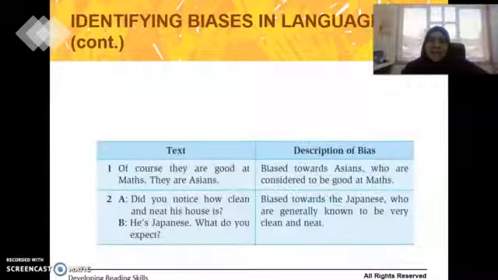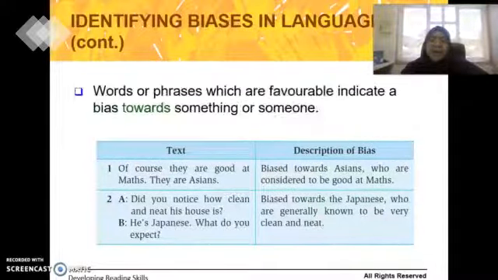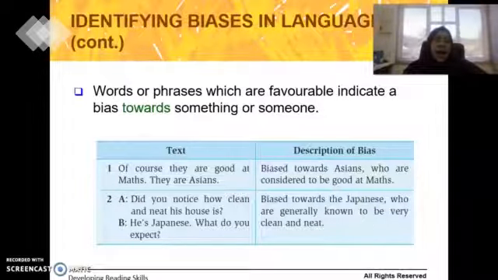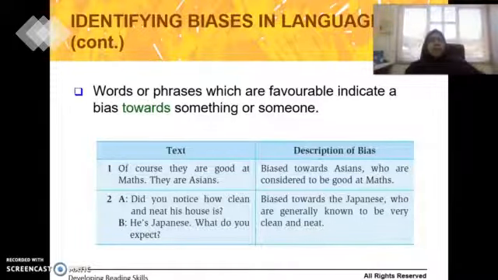We go to another example. The words or phrases which are favorable indicate a bias towards something or someone. For example, of course, they are good at maths. They are Asians. Biased words towards Asians who are considered to be good at maths. Really? Are we good at maths?